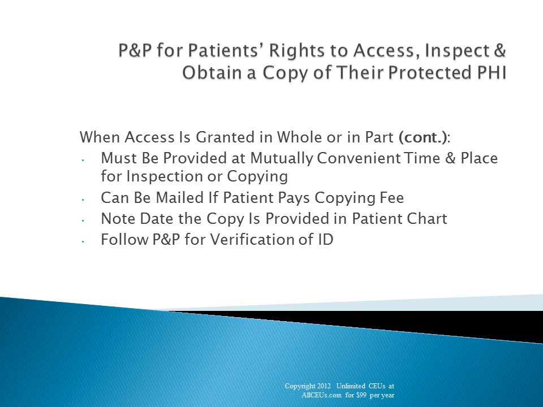When access is granted in whole or in part, the access must be provided at a mutually convenient time and place for inspection or copying. That means the patient can't walk in at 8 a.m. on Monday morning and say, I want to see my record right now. They don't have that right to demand immediate action. It can be mailed if the patient pays the copying and mailing fee. Note the date the copy is provided to the patient in the chart, and follow procedures for verification of identification. P&P stands for Policies and Procedures.